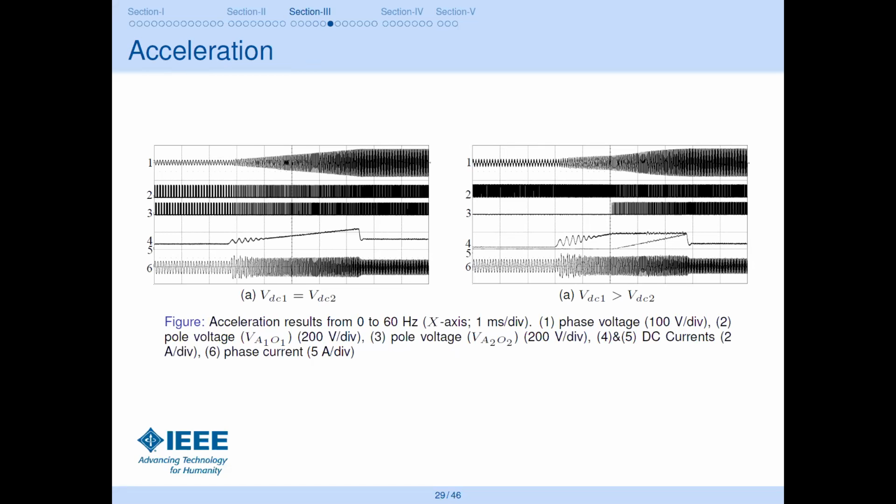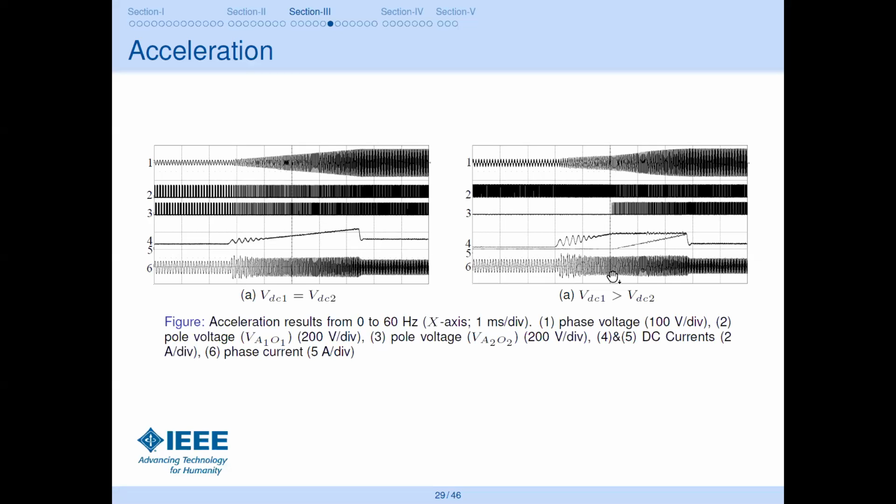Now, we have to take care of the dynamics, even though we are doing scalar control. So, doing an acceleration, how does it look? You can see here the motor is being accelerated from approximately very low speed to high speed. When the voltages are identical on both sides of the inverter, or when they are equal, of course, it is sharing the load, the pole voltages are equal, and an identical amount of DC current is drawn for acceleration, and the current on the six traces.